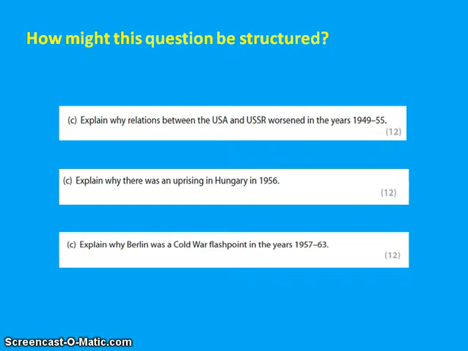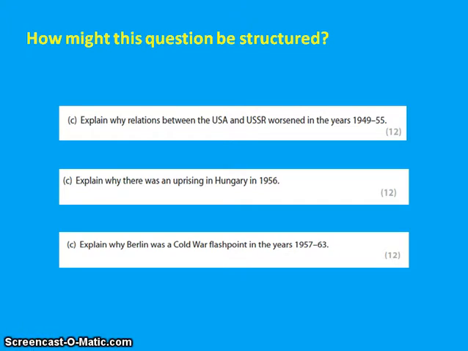Now, if I asked you what all of these questions have in common, and I'll give you a second to think about that, it's actually that they're all asking you to explain. And to get top marks in this question, what you need to do is explain 3 things, and if you can, try to link those, and then if you can, try to say which was the most important in causing something. Then you can get 12 out of 12.